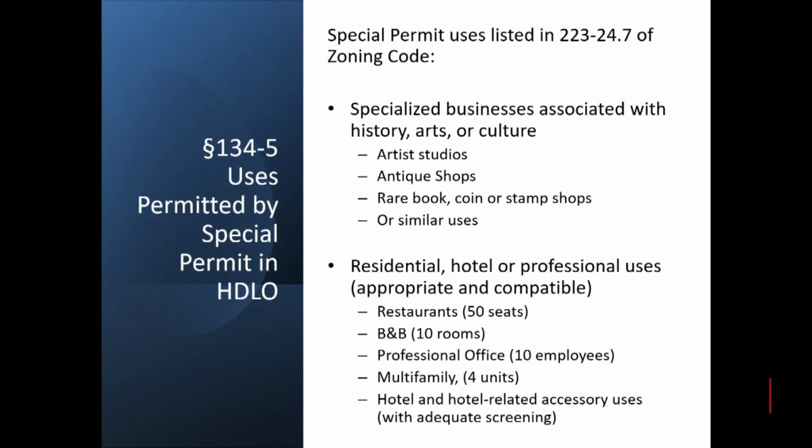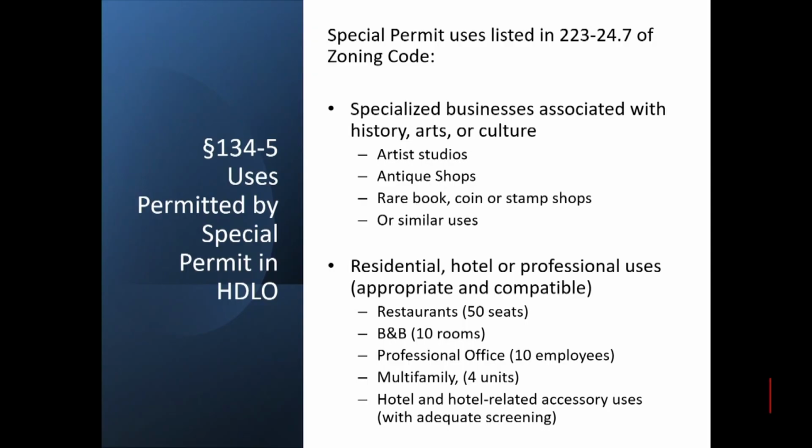So now you have to jump in. 134-5 in this chapter then kicks you back to the typical zoning code. So you have to jump around in our code. You have to jump back to the zoning code to 223-24.7. That is where the code lists uses that are permitted by special permit within the HDLO.